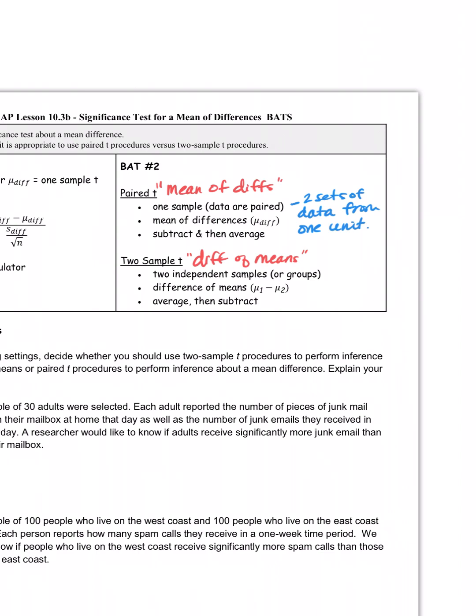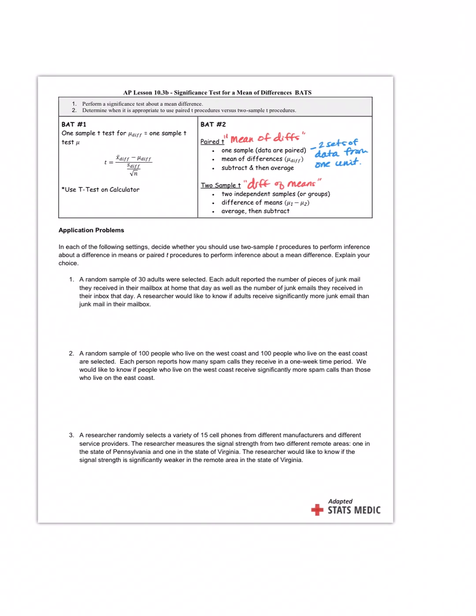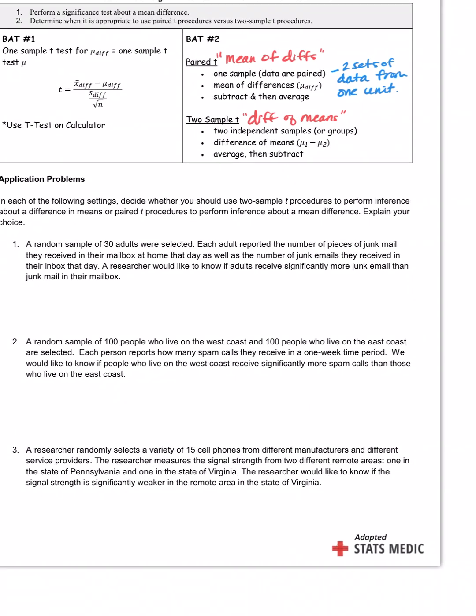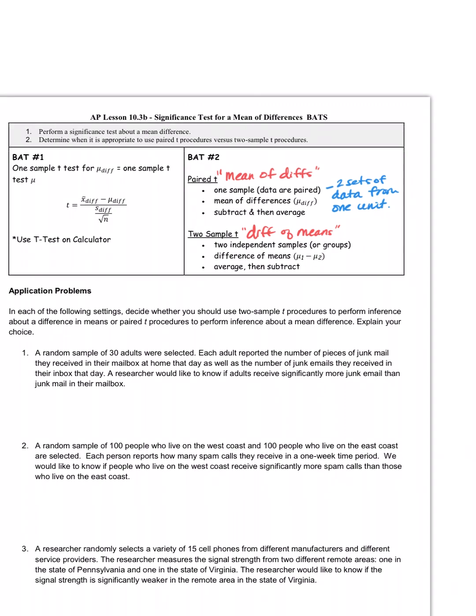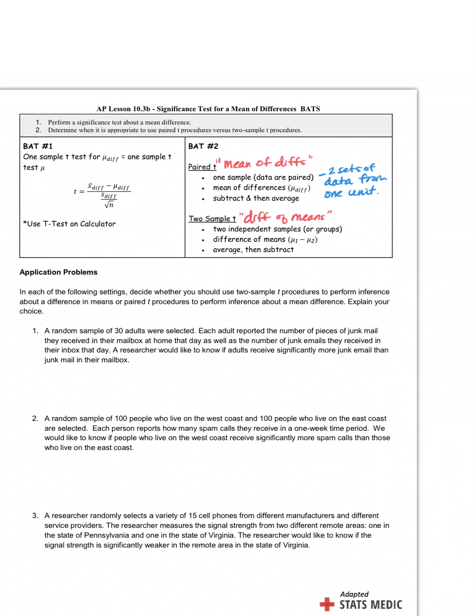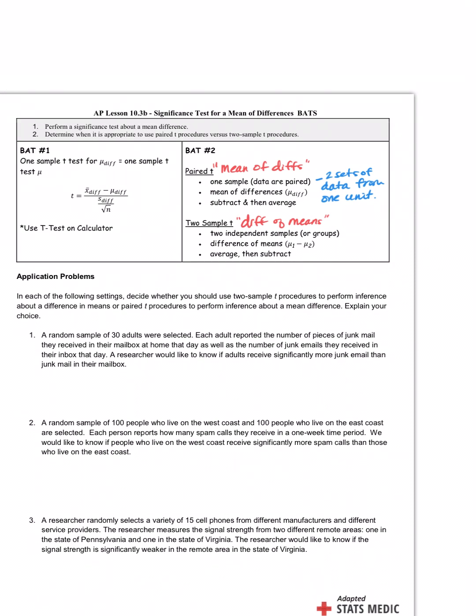All right? Now, what we're going to do on this last portion here is just read the scenario and decide which one it is. Is it paired or is it a two sample? And you'll begin to see what you're looking for, okay? So look at number 1. A random sample of 30 adults were selected. Each adult reported the number of pieces of junk mail they received in their mailbox at home that day, as well as the number of junk emails they received in their inbox that day. The researcher would like to know if adults received significantly more junk email than junk mail in their mailbox.